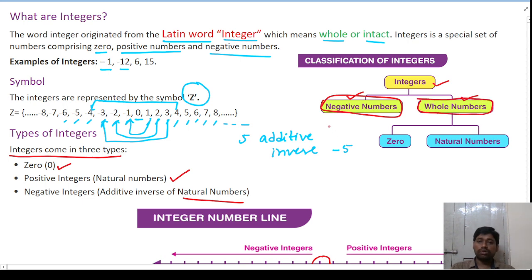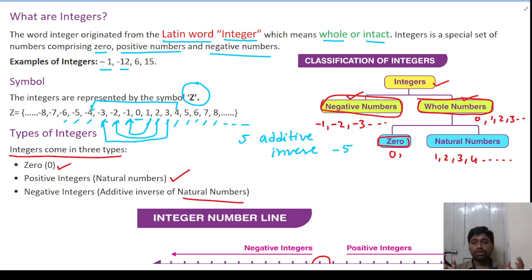Negative numbers means minus 1, minus 2, minus 3 and so on; they are called negative numbers. Whole numbers means 0, 1, 2, 3 and so on. In whole numbers there is a special number called 0, along with natural numbers like 1, 2, 3, 4 and so on. So integers are basically classified into two types: negative numbers and whole numbers. Whole numbers are again categorized into 0 as well as natural numbers.